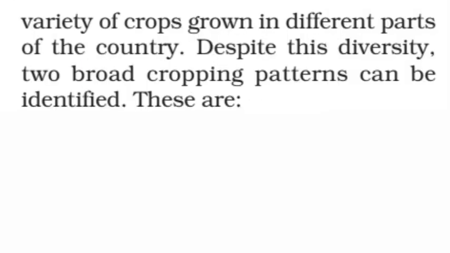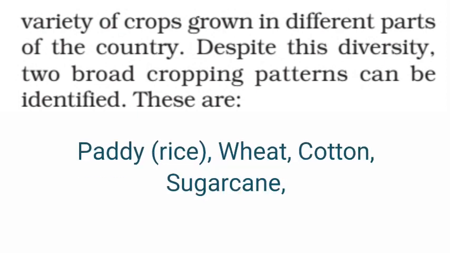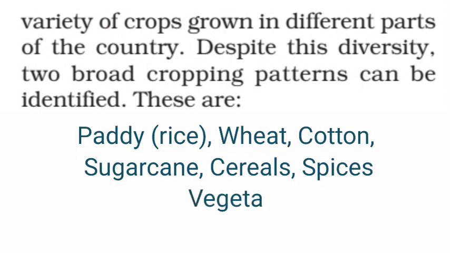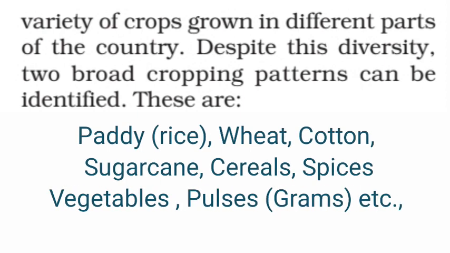Accordingly, there is a rich variety of crops grown in different parts of the country. Rich variety of the crops means paddy, wheat, cotton, sugarcane, cereals, spices, vegetables, pulses, etc. Paddy grows all over India. Wheat grows in northern cool climatic regions, and cotton, sugarcane, everywhere else we find.